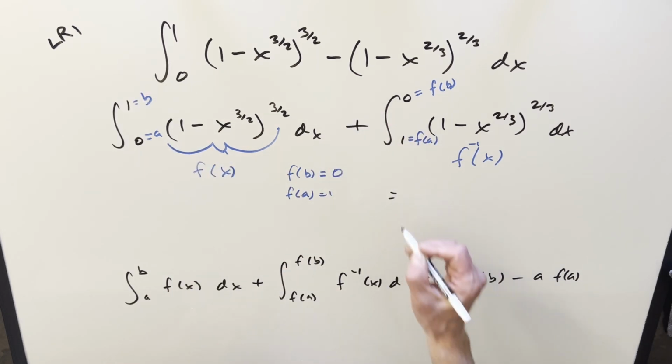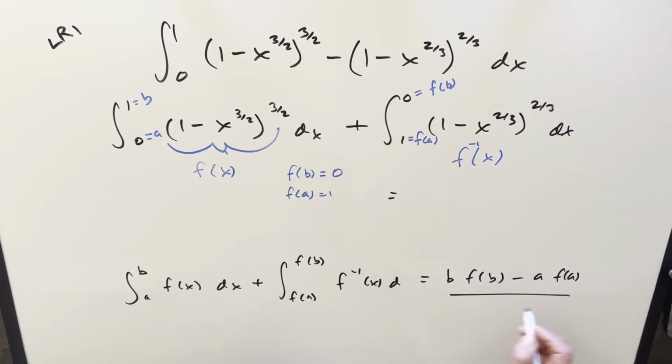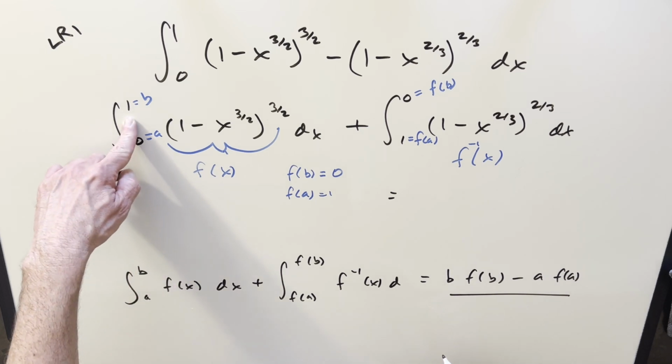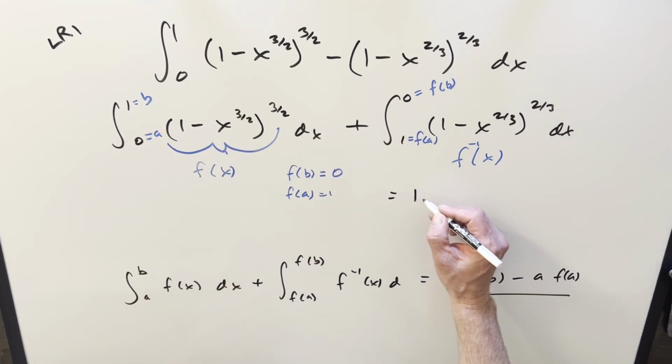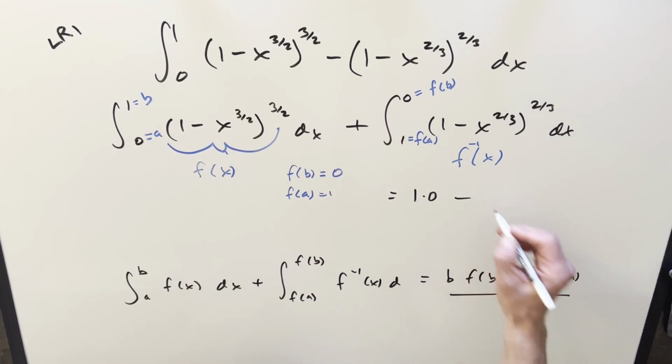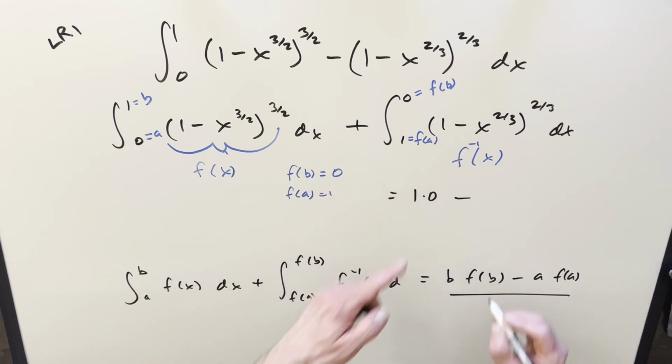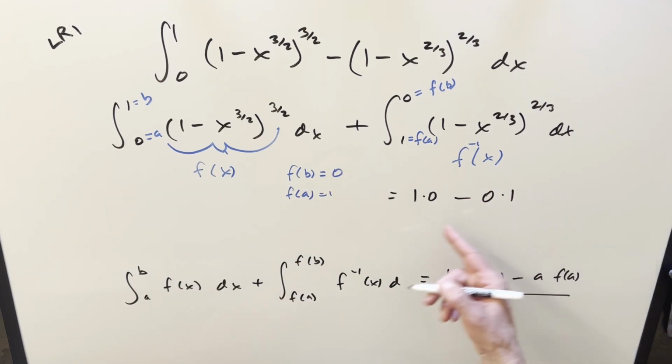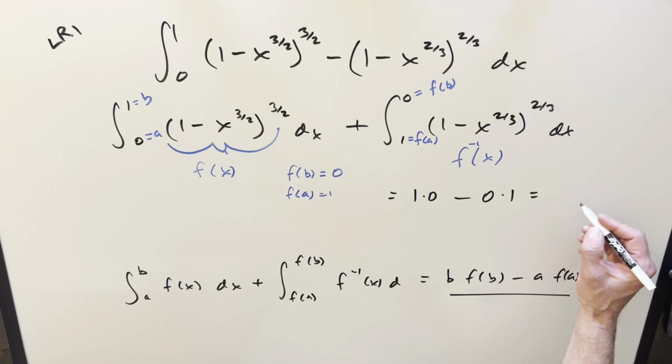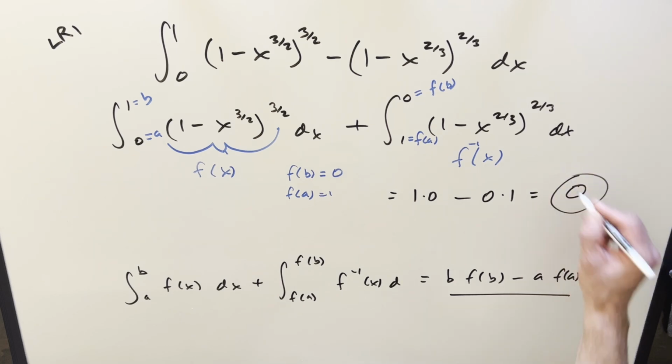So what we want for our solution is going to be this stuff over here. Just plug in b times f of b, 1 times 0, minus a times f of a, 0 times 1. We get 0 minus 0. And so our solution to this is just 0.